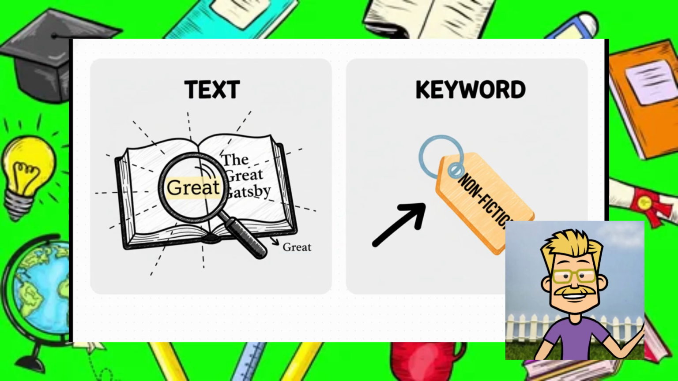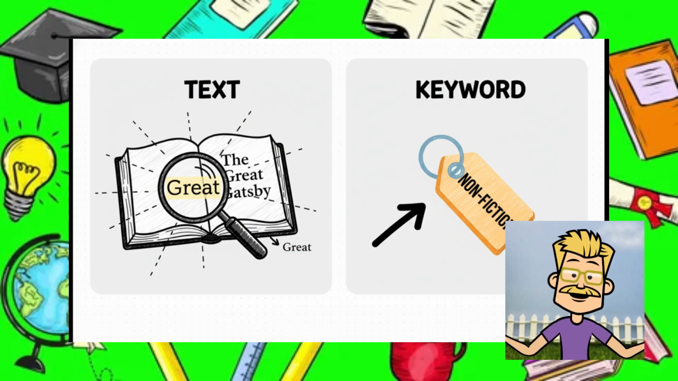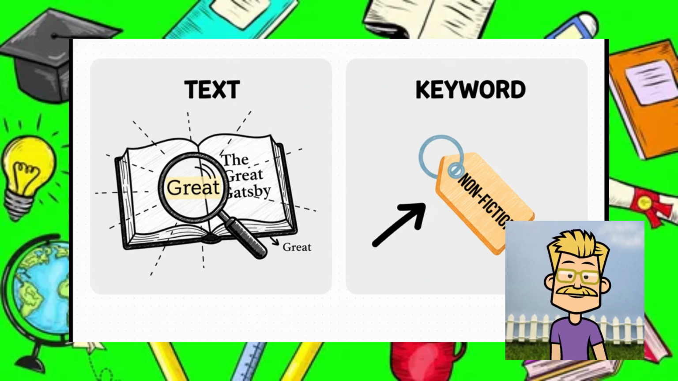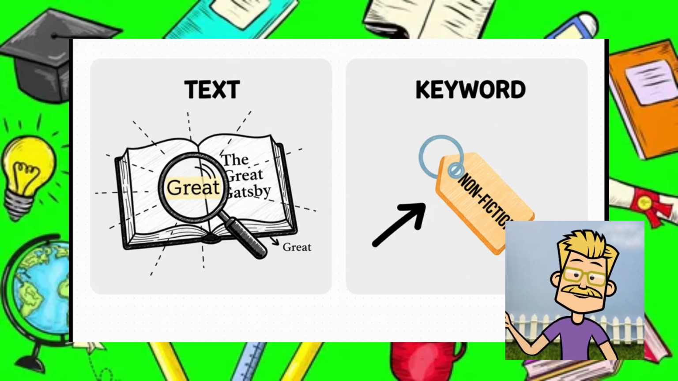But a keyword field, that's treated as one single thing. It's an exact match. Think of a category tag like nonfiction. You want to find that exact tag, not parts of it. It's like searching for the full ISBN number of a book.